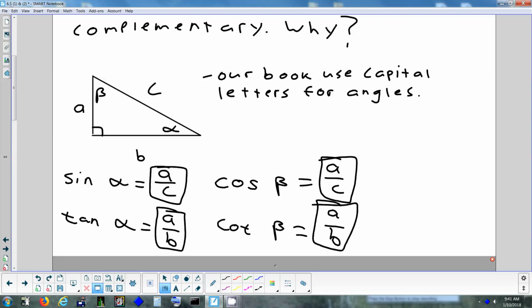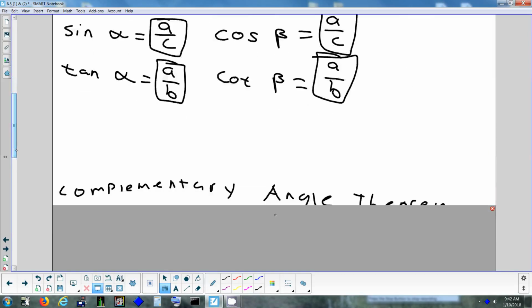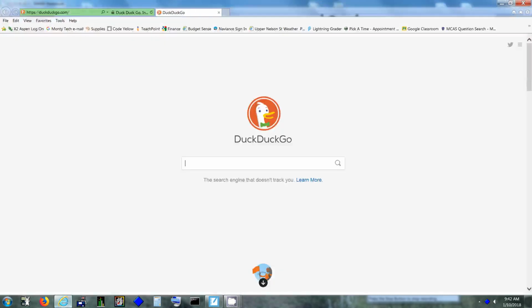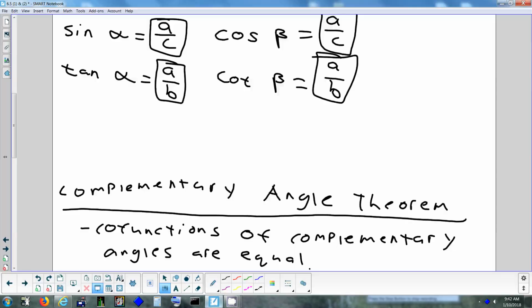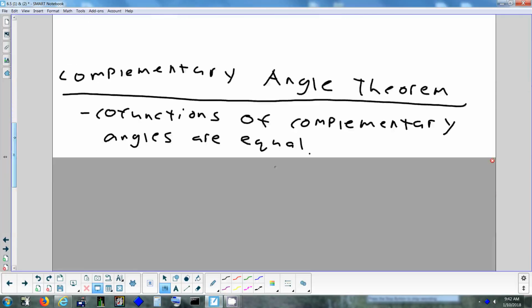And we could keep going. There's a bunch of different pairs of these we could do. But the idea is that if you take cofunctions of complements, the answer comes out the same. Cofunctions of complements. Okay? And that's the complementary angle theorem. Cofunctions of complementary angles are equal.